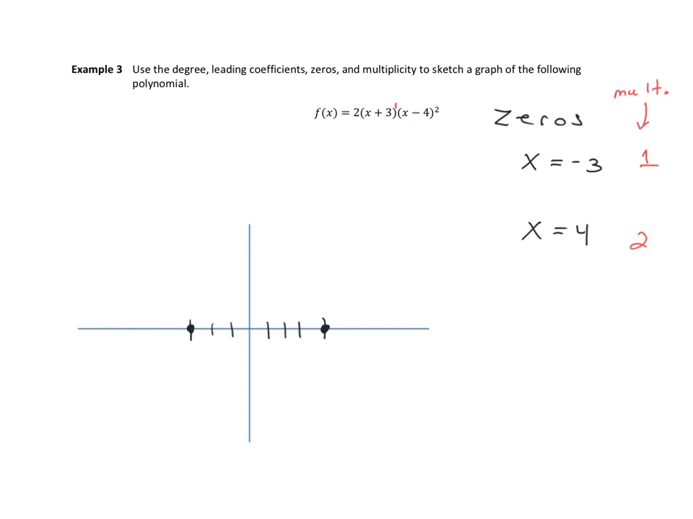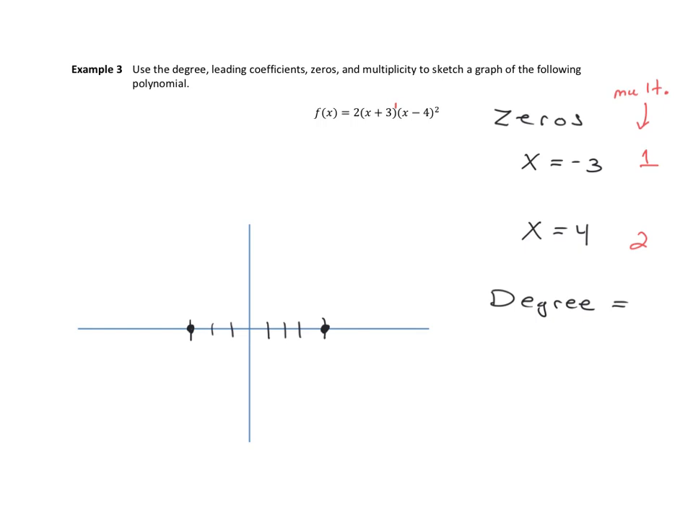Okay, so we need more information. We need to know, well, what's the degree, and then what's the leading coefficient? Now, it's not obvious what the degree is because this thing is not expanded out. Like, what's the highest powered x term? That only makes sense if all of this stuff is multiplied together. We don't actually have to multiply anything out.